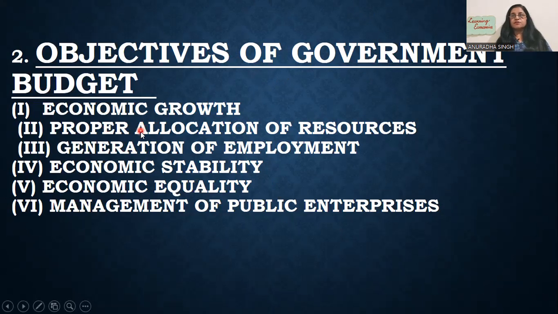Because our resources are limited, we need to distribute them in a planned manner so that there is maximum utilization of resources, optimum utilization, and the resources are used well. They are not wasted. Third is generation of employment, because you know that our country is facing a lot of problems of unemployment. To solve the problem of unemployment, it is required that we make proper planning and ensure that people get employment.